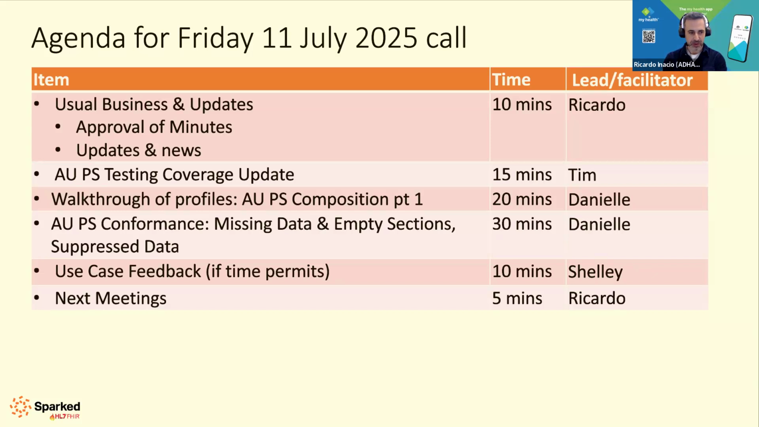After that, we will be going through some conformance items. So we'll be focusing on missing data and empty sections and suppressed data. And again, Danielle will be taking us through this. We have an item here for the use case feedback. And we'll try to get to it, but it's possible that we might not be able to due to the fact that the previous items might just overrun a little bit, given they're quite dense. So I'm just flagging that we might not get to this one, and then we'll finish with the next meetings and next steps.